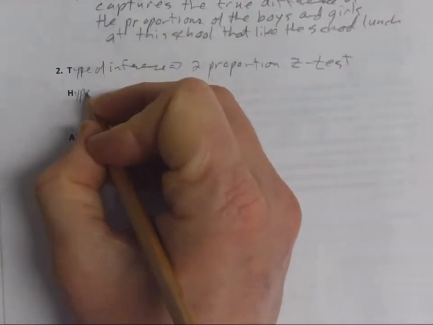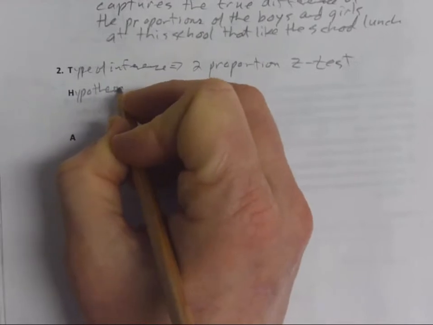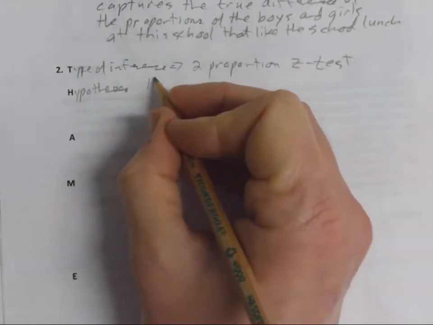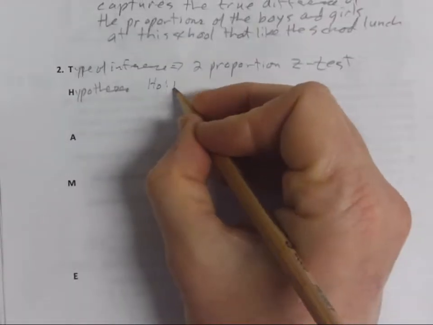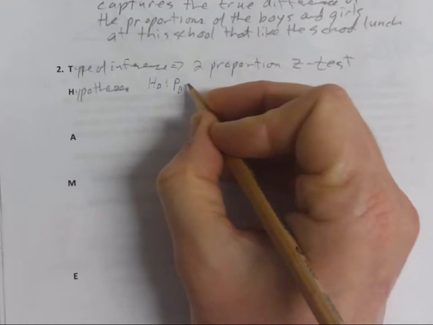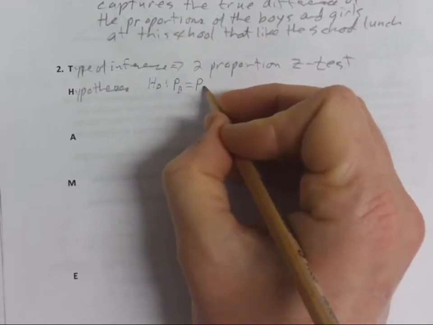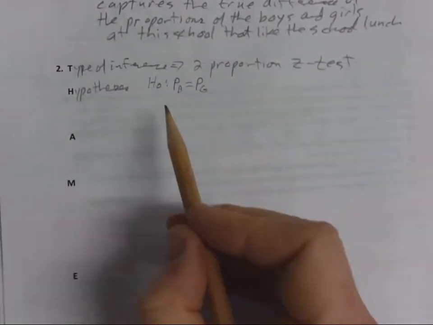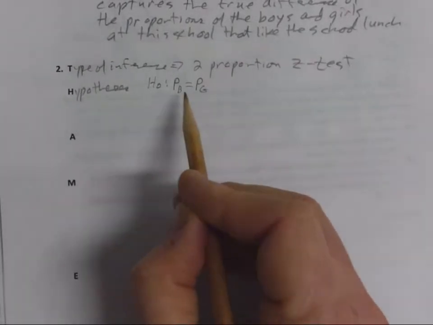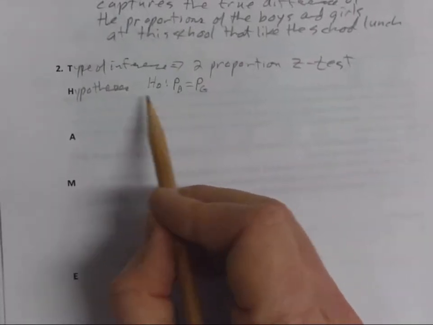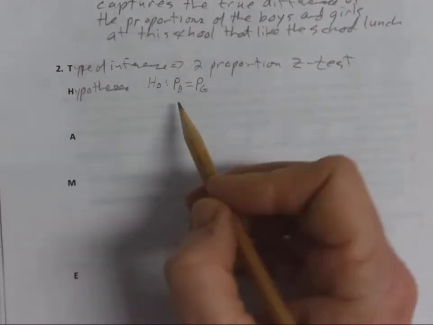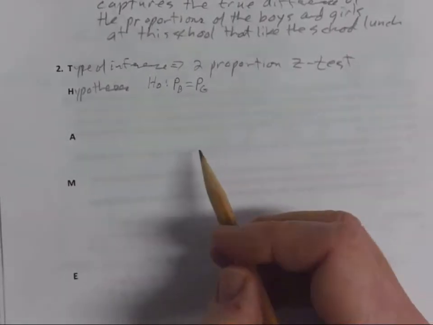Now, of course, we have hypotheses. Our null hypothesis is always going to be that our two parameters are equal, that the proportion of the boys that like the school lunch is equal to the proportion of the girls. So you're always going to have just these two proportions are equal. Never put a p hat here or an x bar. In the next section, this is going to be a mu, but right now it's a p, okay?